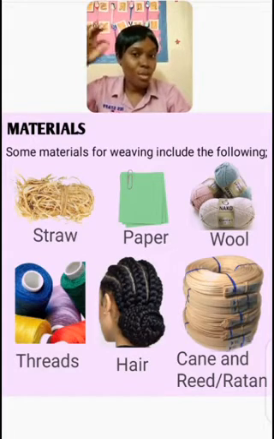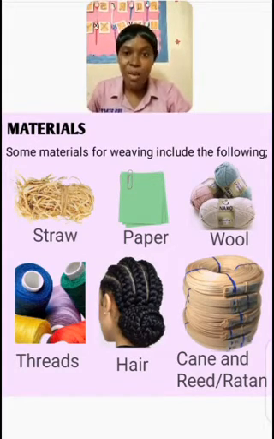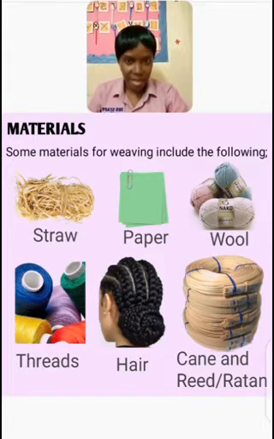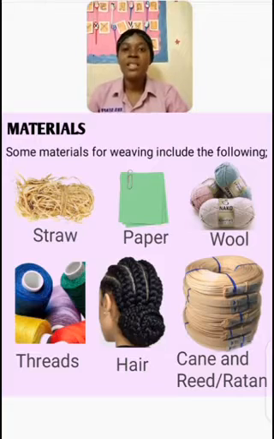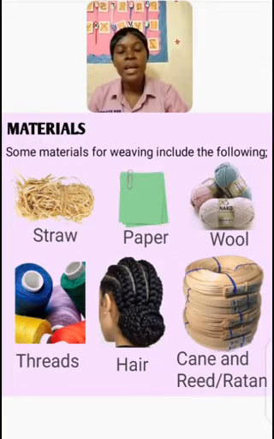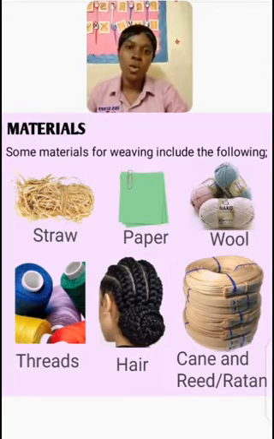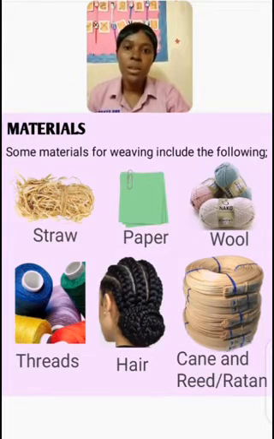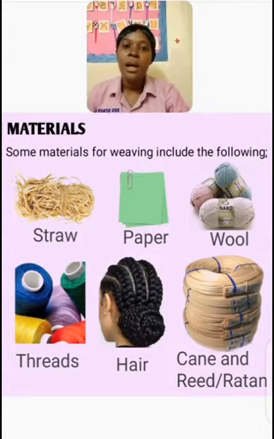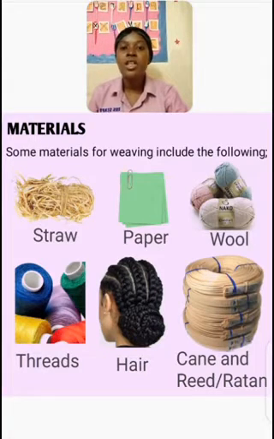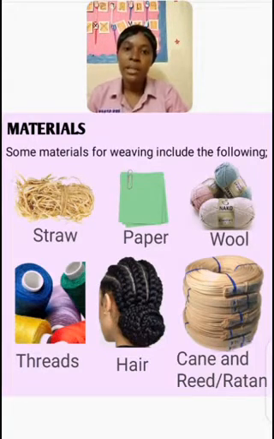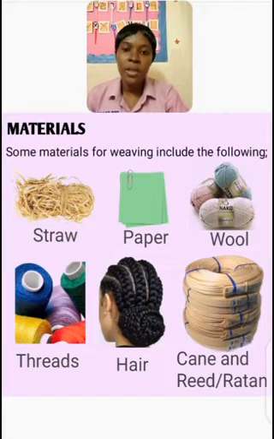Some of us used to make our hair look so beautiful. Yes, that's wool. That type of wool is used for weaving, especially when it comes to crocheting, making of clothes and all that. Okay, and another thing that is used for weaving again is threads. Threads are used for weaving.